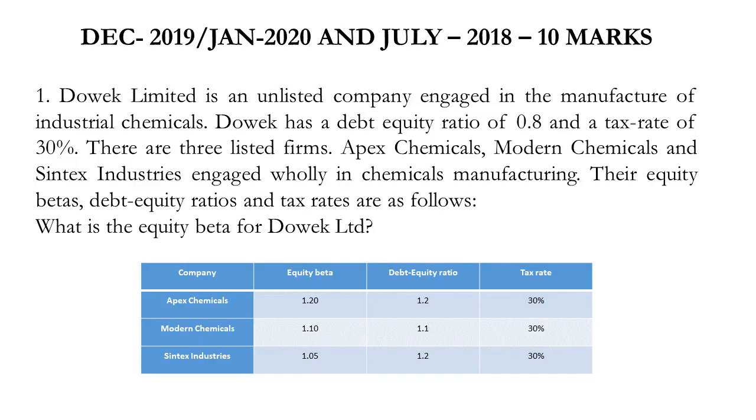So the problem is: DOEC Limited is an unlisted company engaged in the manufacture of industrial chemicals. DOEC has a debt equity ratio of 0.8 and a tax rate of 30%. There are three listed firms, Apex Chemicals, Modern Chemicals and Syntex Industries, engaged wholly in chemicals manufacturing. Their equity betas, debt equity ratios and tax rates are as follows.